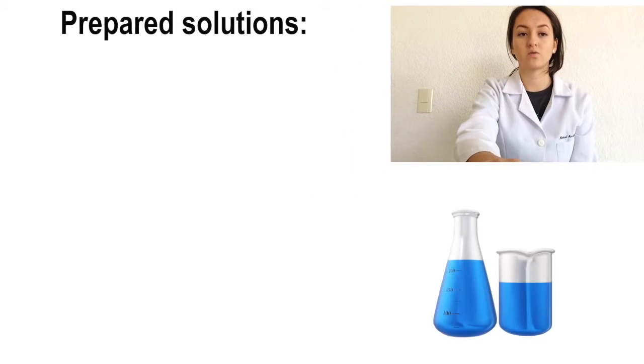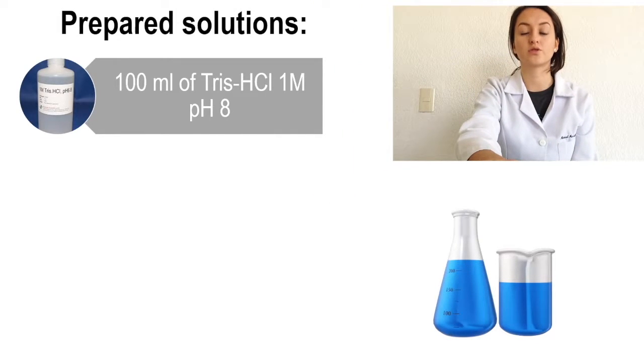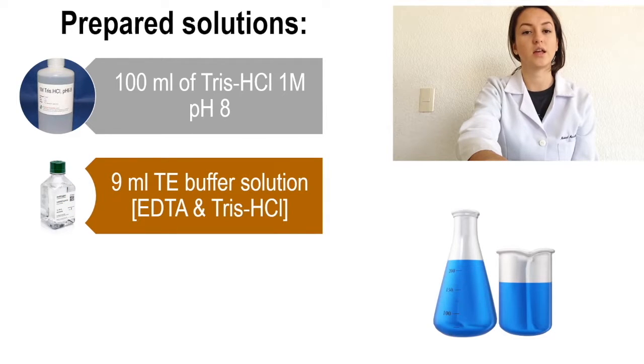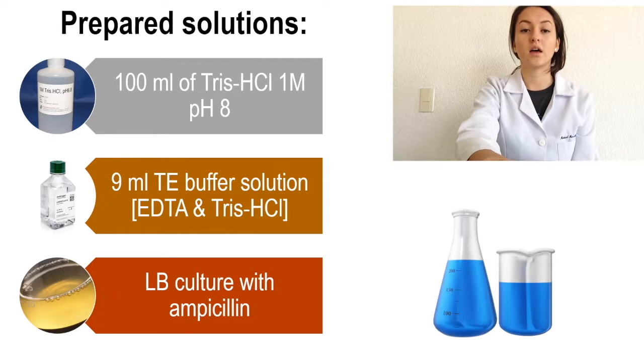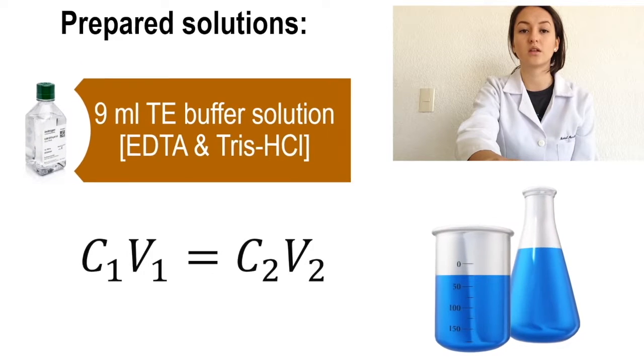Results. All of the solutions were prepared based on the calculus supervised by the professor, using the corresponding concentration formulas, verifying the homogenization of units, properly using the equipment and labeling them. Team 5 was responsible for 100 ml of Tris-HCl 1 molar pH 8, 9 ml of TE buffer, which was done after 10 ml of Tris-HCl pH 8 and 1 millimolar of EDTA, and LB culture with ampicillin. Nevertheless, the ampicillin was not added due to the time spent for the previous sterilization process in the autoclave.